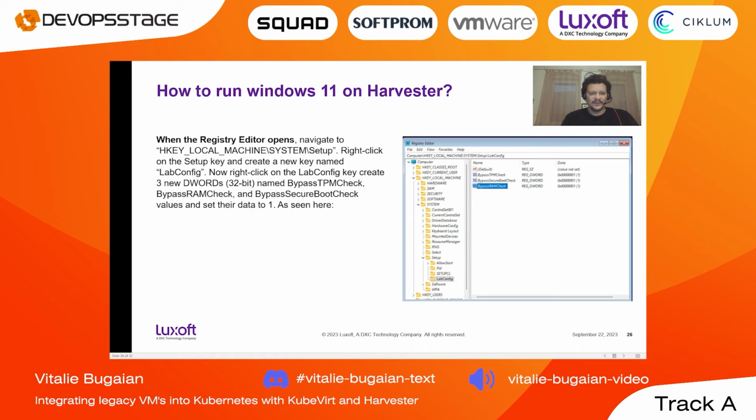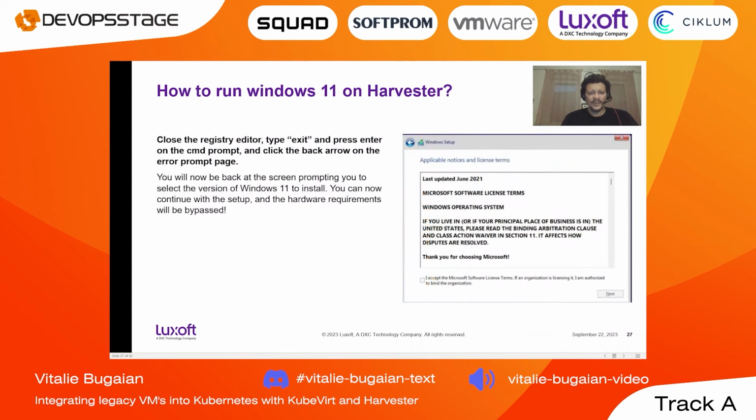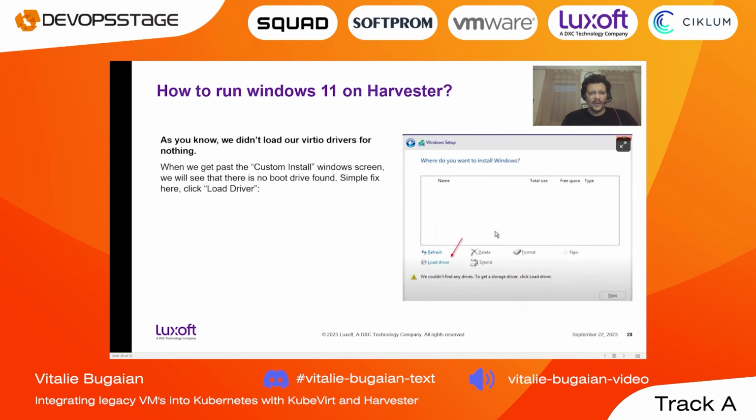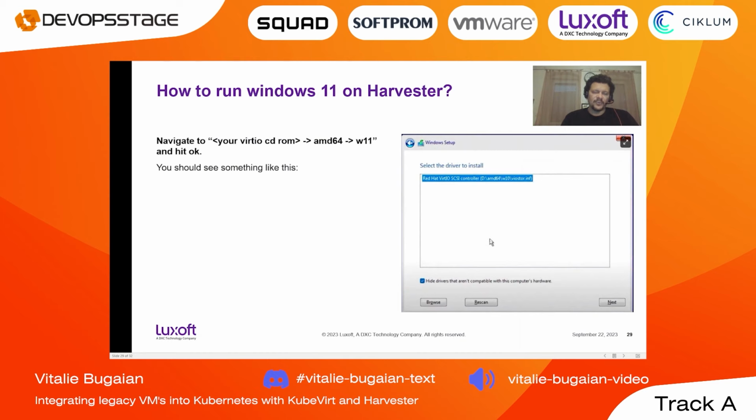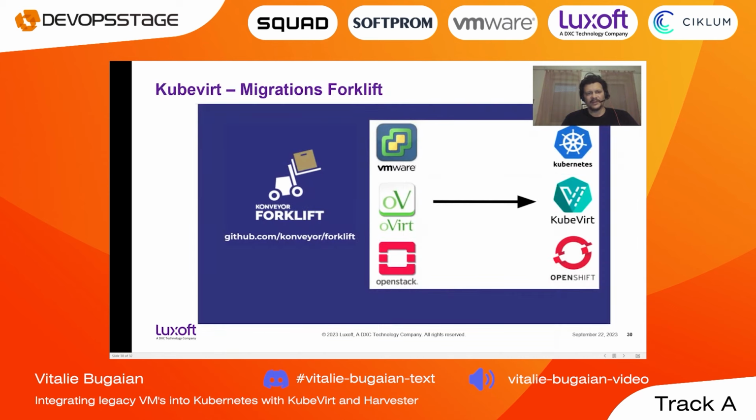After that, you can exit from here and restart the Windows setup, and you will get it running. Also, before installing, you will need to load drivers, and you will point to that CD-ROM with the VirtIO driver that we downloaded earlier.